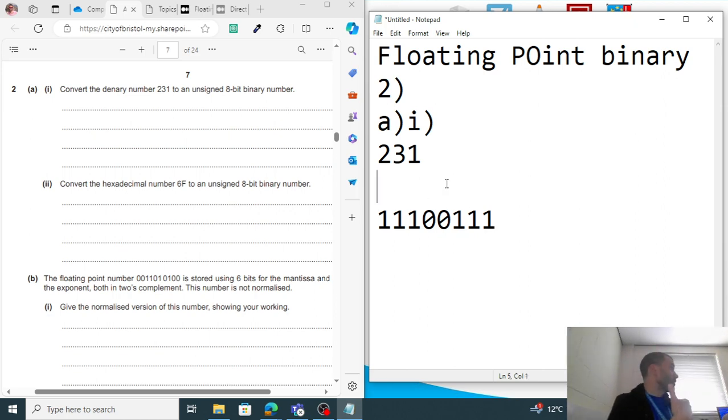You can also use that method where you divide it by 2. Does anyone remember that one? Where you divide it by 2 and you look at the quotient. It's a quotient rule. Yeah.